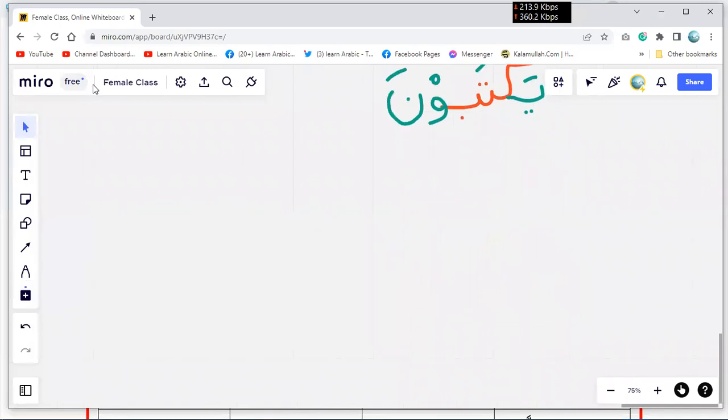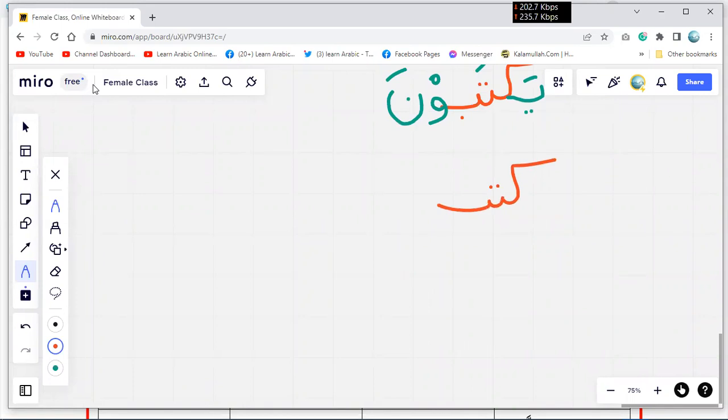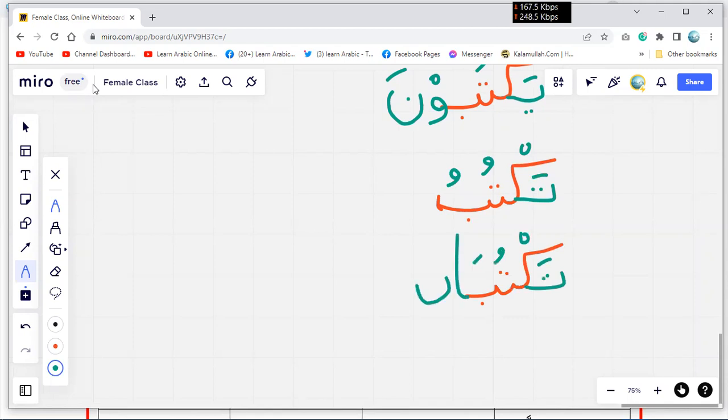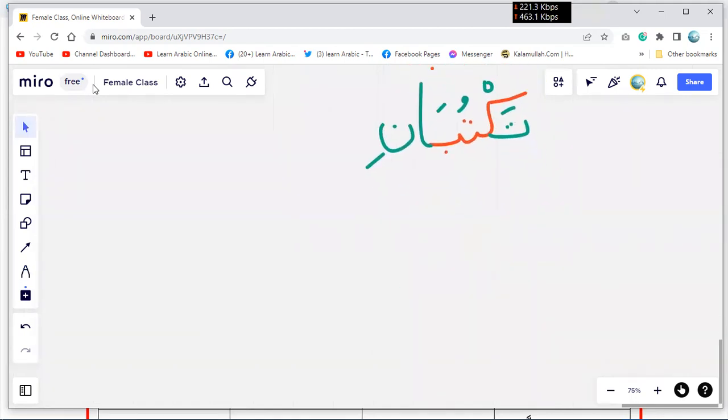She is writing. Taktubu. They dual feminine are writing. Taktubani. Yaktubuna.